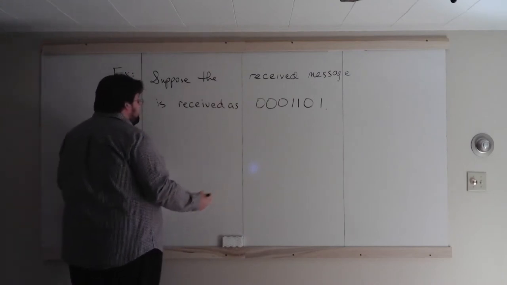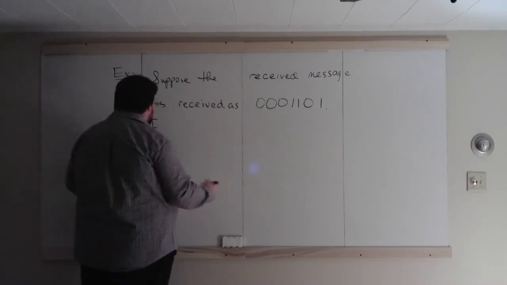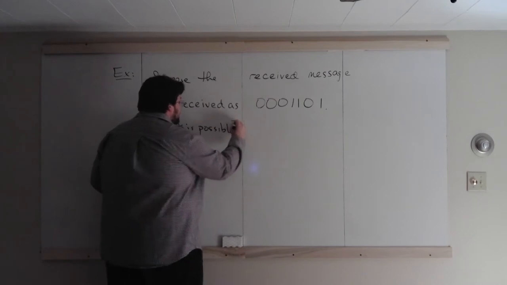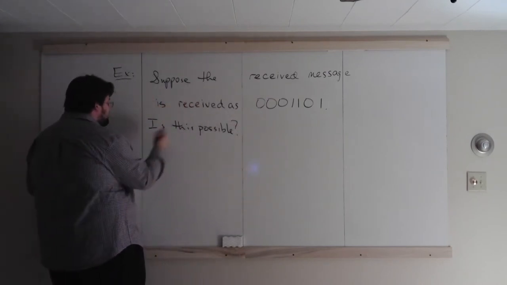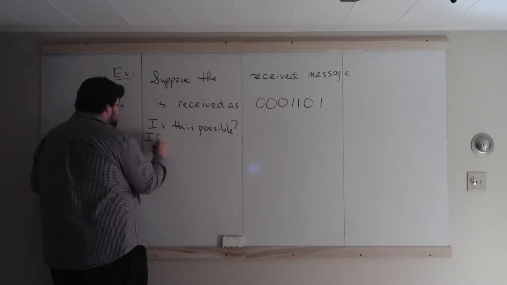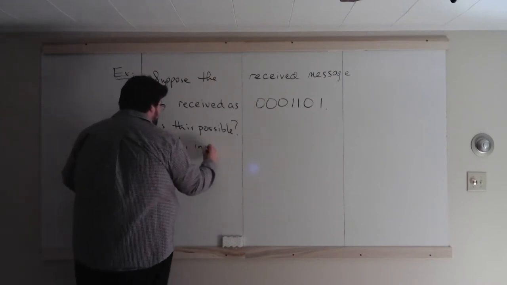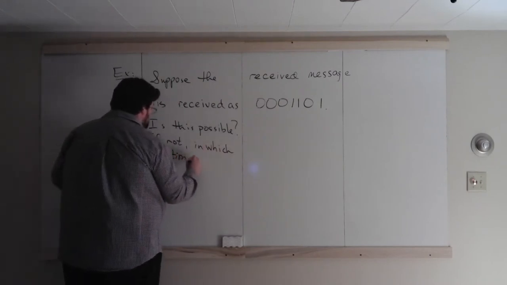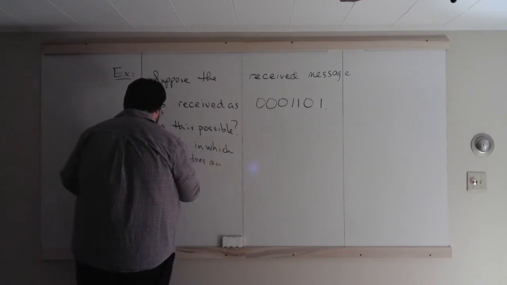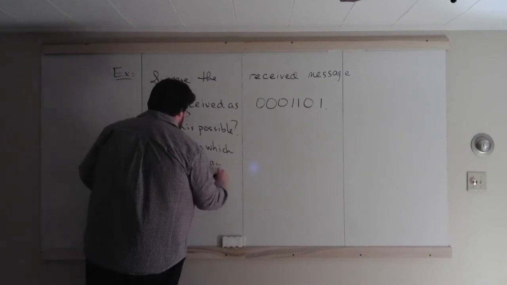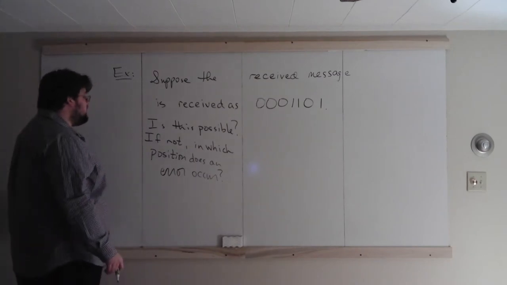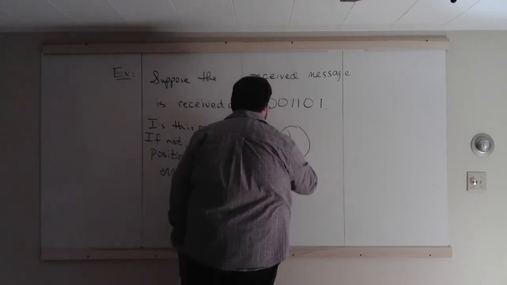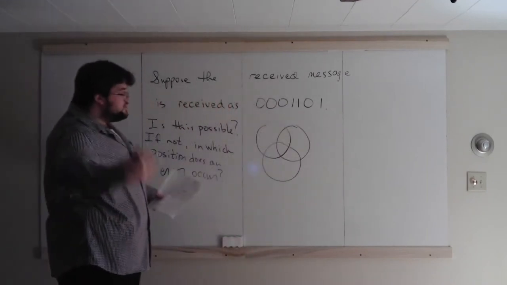Is this a possible received message, given that construction? Is this possible? And if it's not possible, which we will show it isn't, then in which position does an error occur? So is this possible? We'll answer that first. And we'll do that by filling in the Venn diagram. And we want the sum in each circle to be even.